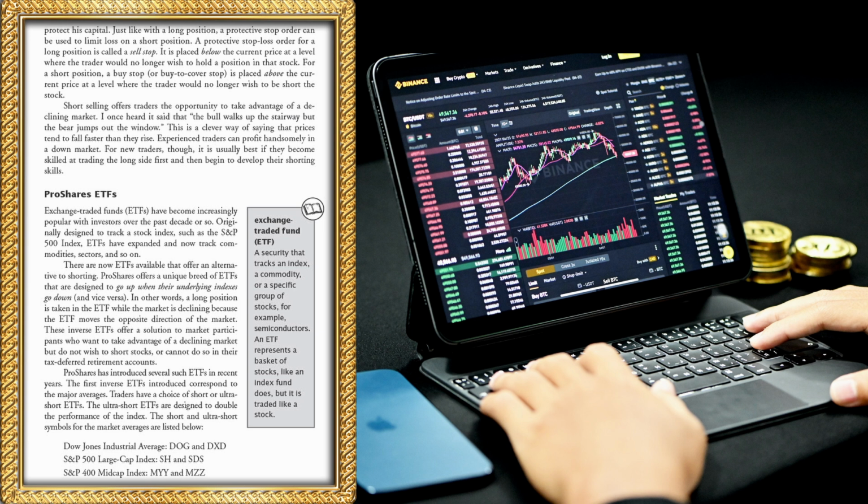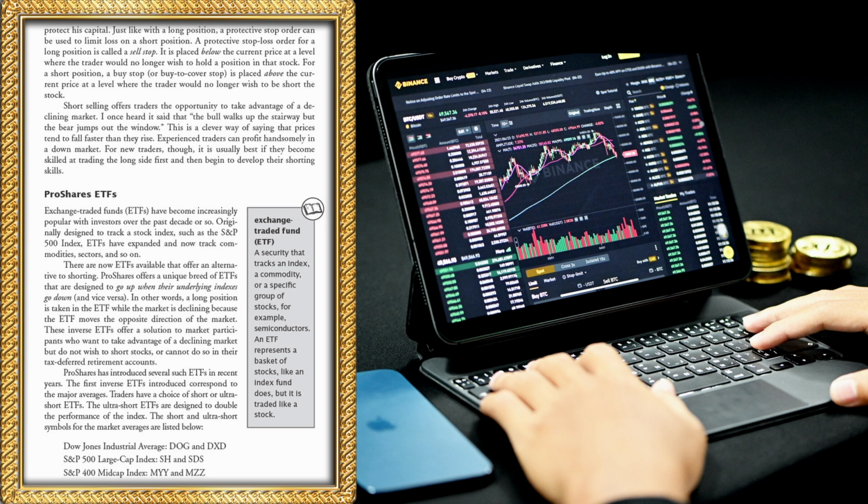ProShares ETFs. Exchange-traded funds (ETFs) have become increasingly popular with investors over the past decade or so. Originally designed to track a stock index, such as the S&P 500 index, ETFs have expanded and now track commodities, sectors, and so on. There are now ETFs available that offer an alternative to shorting. ProShares offers a unique breed of ETFs that are designed to go up when their underlying indexes go down, and vice versa.